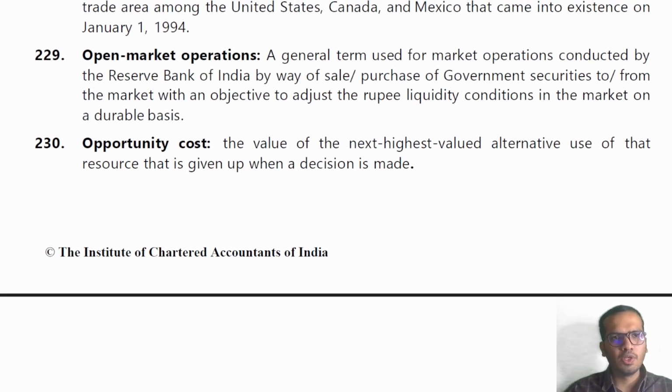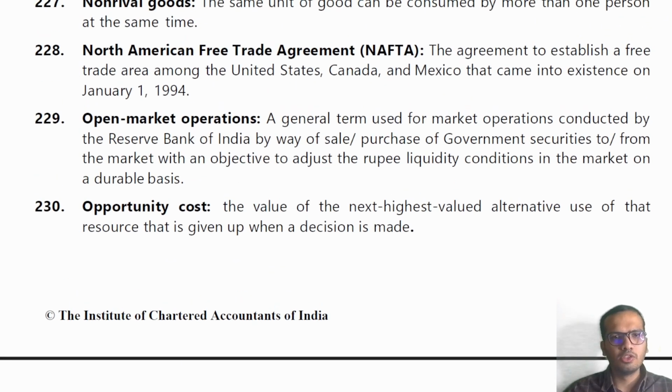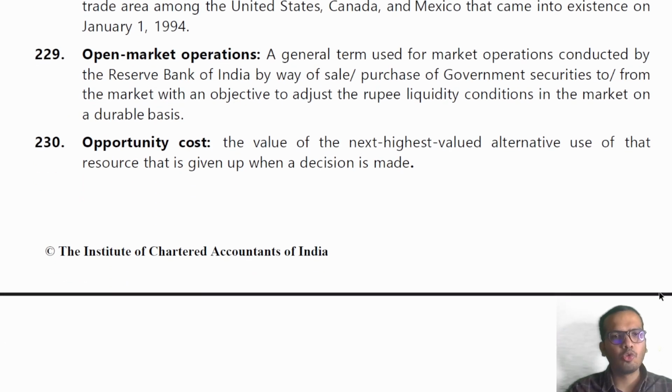Then we have number 229, open market operations, OMO. A general term used for market operations conducted by the RBI by way of sale or purchase of government securities to or from the market with an objective to adjust the rupee liquidity conditions in the market on a durable basis. Then comes opportunity cost.